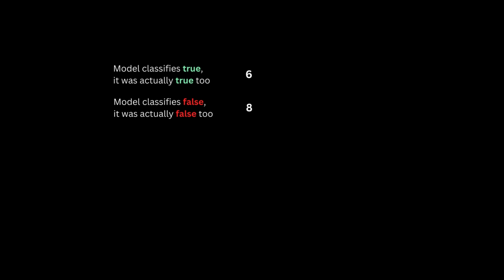The model correctly identified 6 people who actually do have health conditions. It got these predictions right. The model also correctly identified 8 people who do not have health conditions. These are called true positives and true negatives because they are the correct predictions.